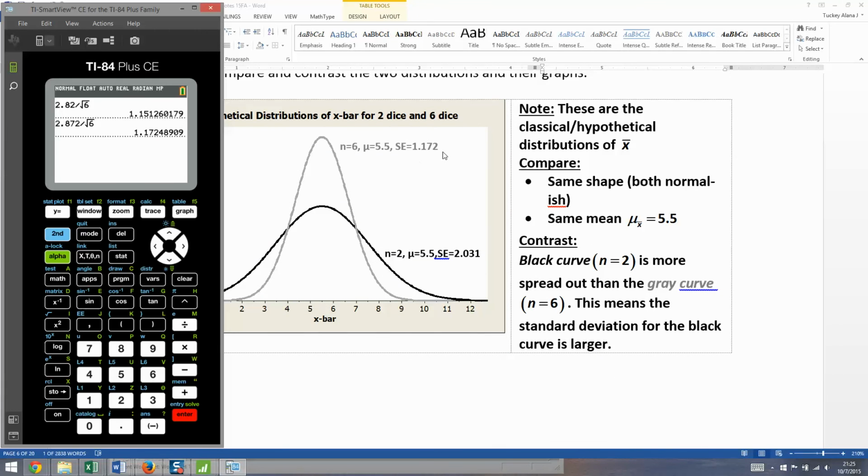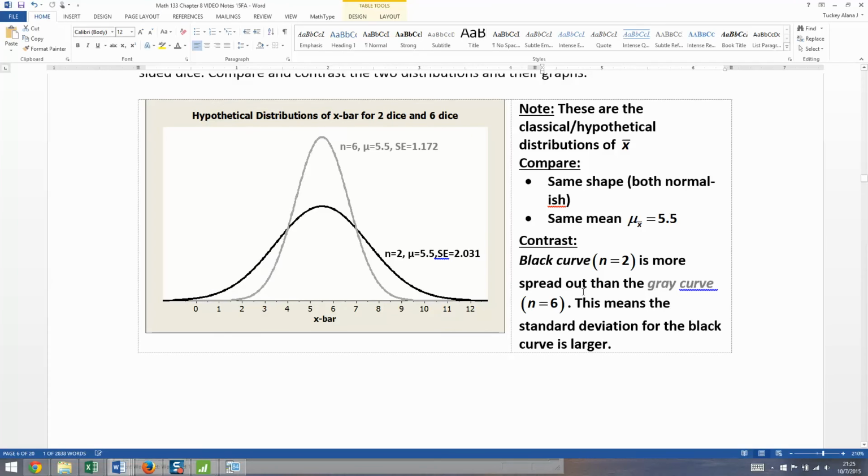See the 1.172? And now I want to take 2.872 and divide it by the square root of 2. Enter. And that's the 2.031 that we see right there. Wonderful. Okay.